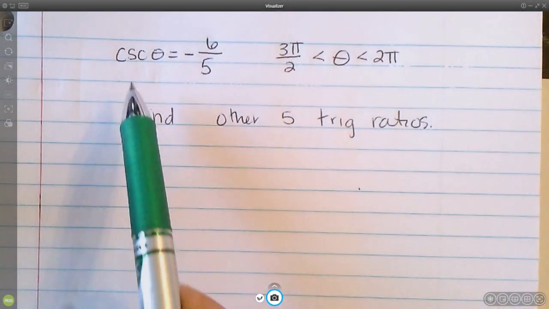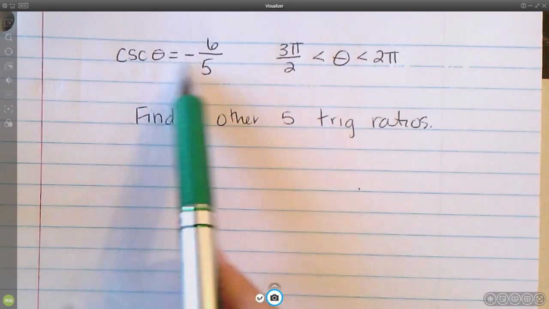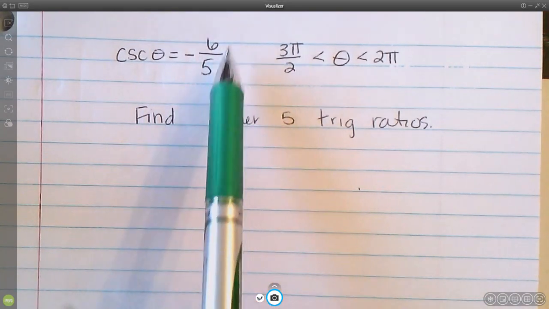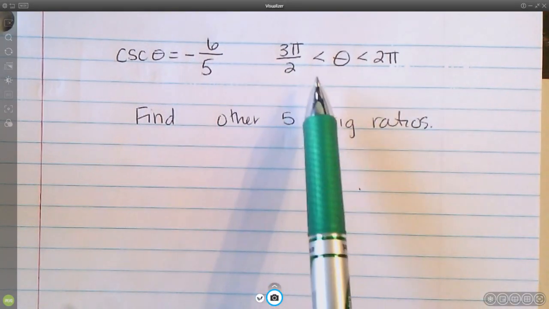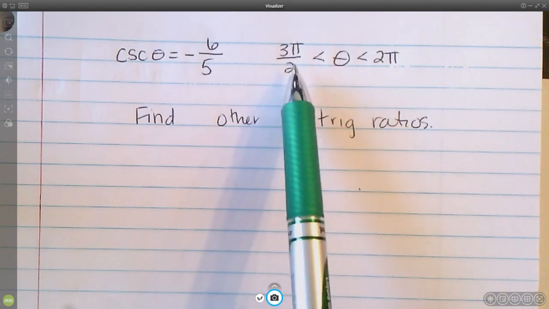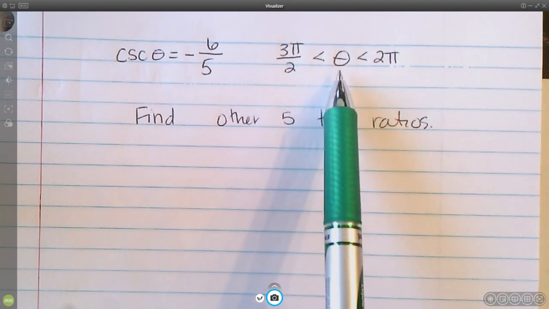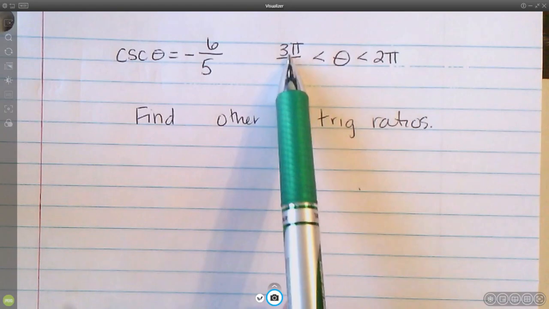Okay, so this time it's telling us cosecant of theta is negative 6 over 5. And we are in the quadrant that's in between 2 pi and 3 pi over 2.